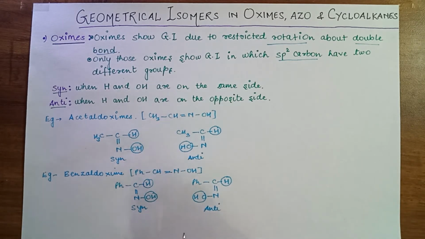So in oximes, two geometrical isomers are possible. One will be syn and another will be anti. When H and OH are on the same side, it is syn. When H and OH are on opposite sides, it will be anti.